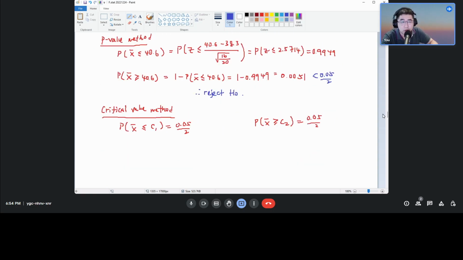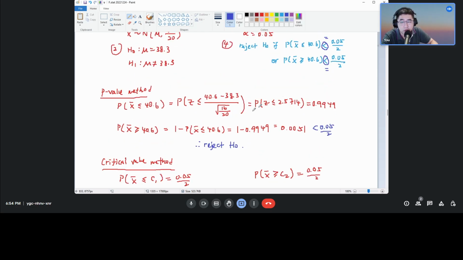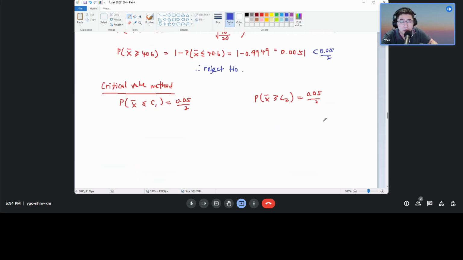Based on the reject condition, you can see that I split it into C1 and C2, critical value 1 and critical value 2, based on the structure that we have here. Then from here, we start to write the working. P of Z less than or equal to C1 minus 38.3 over square root of 16 over 20 equals 0.025. P of Z greater than or equal to C2 minus 38.3 over square root of 16 over 20 equals 0.025.